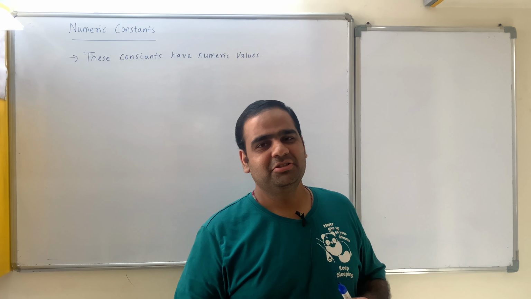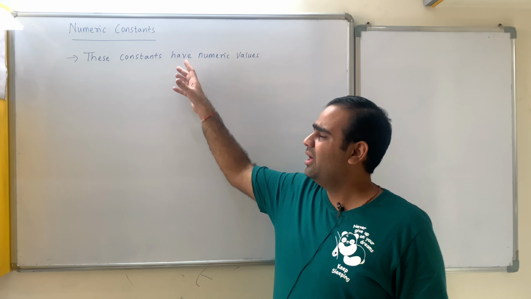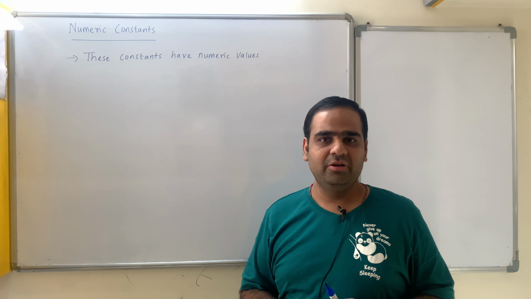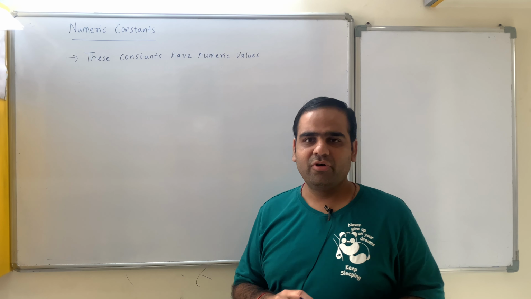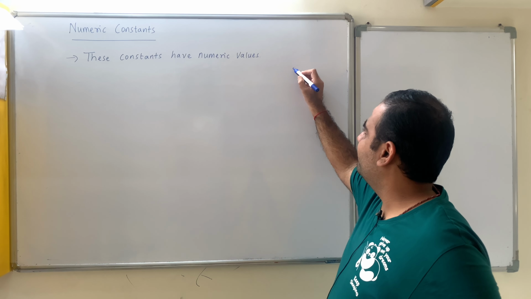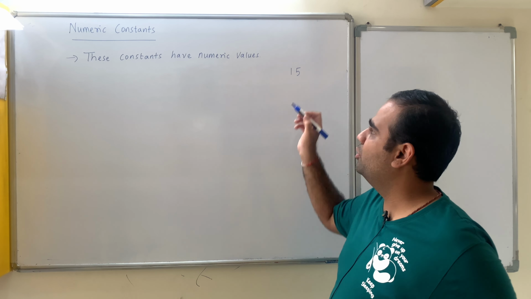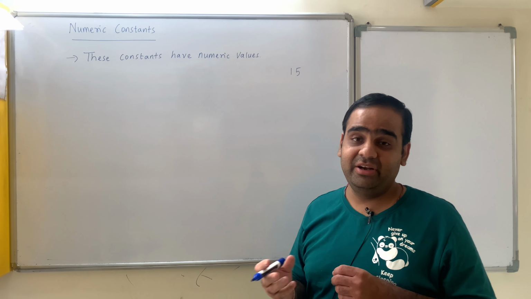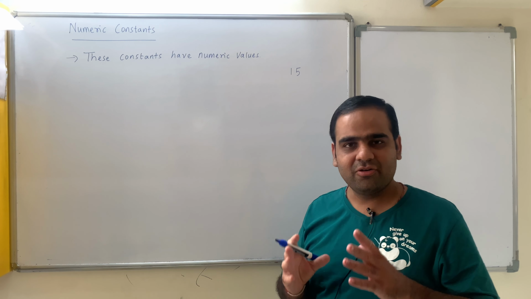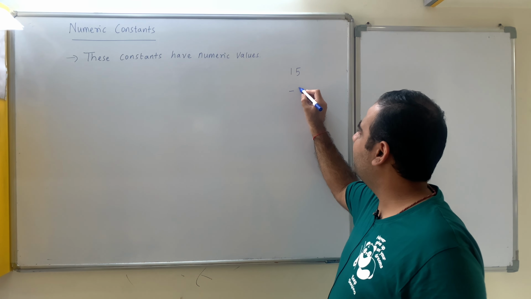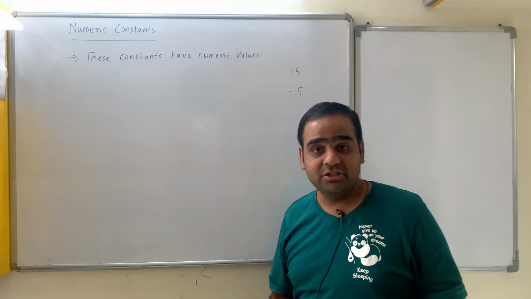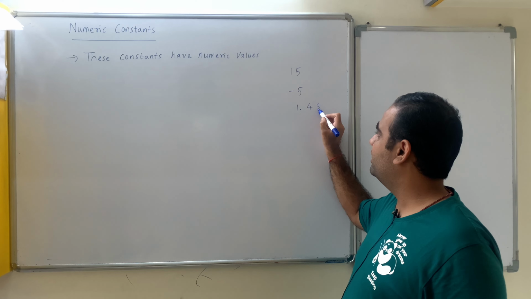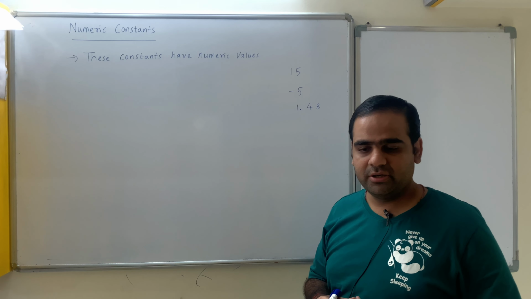Let us discuss the numeric constants. As the name itself indicates, these constants have numeric values. For example, we can write 15, it is a numeric constant, because we cannot change the value of 15 to 17. You cannot change it, it's a constant. If you write -5, it's a constant, you cannot change its value. Similarly, we can write 1.48, it's a numeric constant.